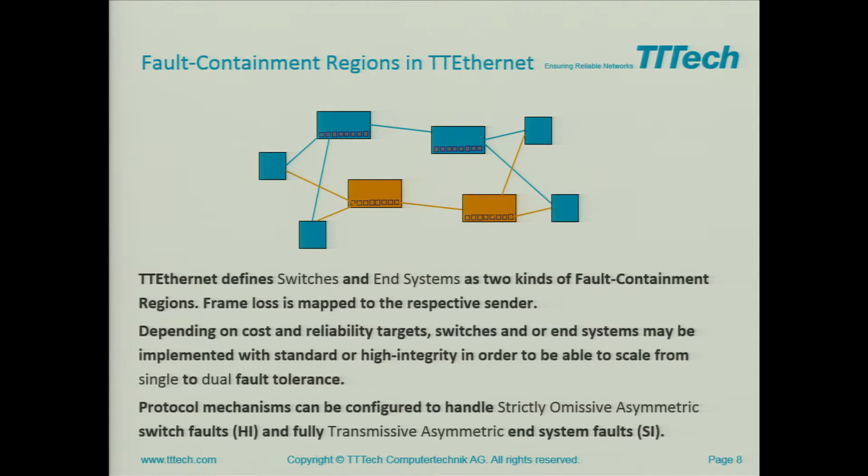However, if one switch is faulty, then this switch would maybe start babbling, so sending wrong packets, and then this end system here would not be able to differentiate between a wrong value from here and a right value from here, because it only has two packets, and it is not able to vote between them. So how can it be achieved that with such a network you can achieve single fault tolerance? You need to have high integrity nodes.